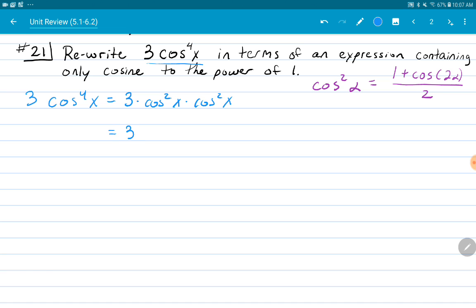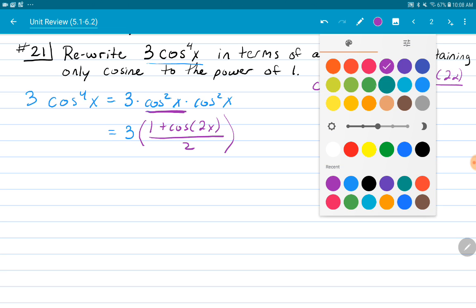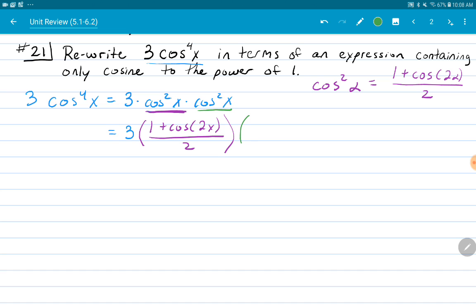So I'll have a repeat, so I might have another square. So this first one, this guy, actually I'll just go ahead and use a color here. Let's use purple. So this guy I'll write in parentheses, 1 plus cosine of 2x over 2. And I'm going to write that again because it's exactly the same thing twice. So this one I'll write in green, but it's the same thing, 1 plus cosine of 2x all over 2.